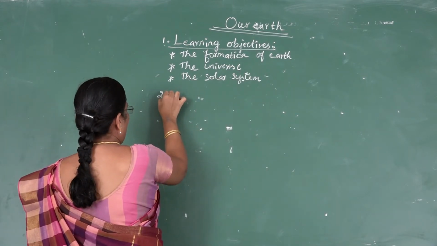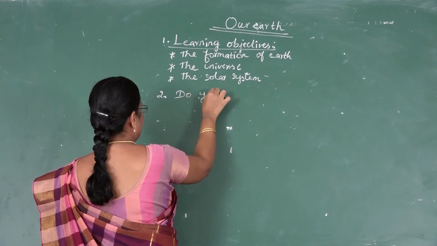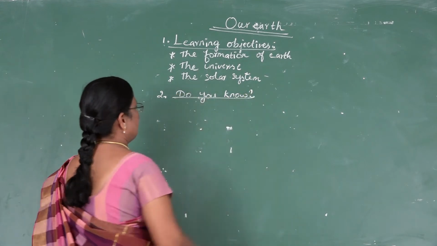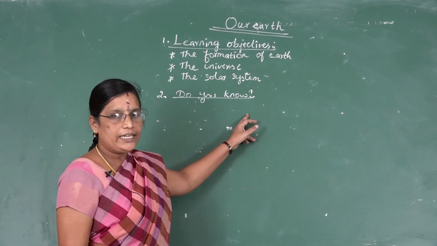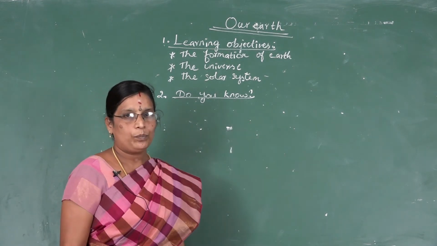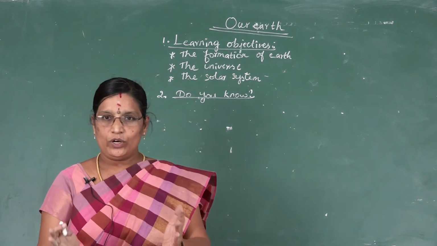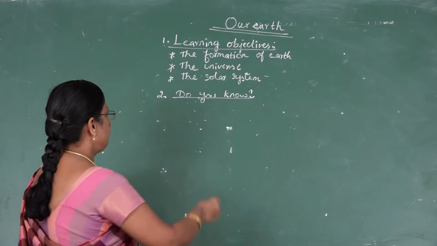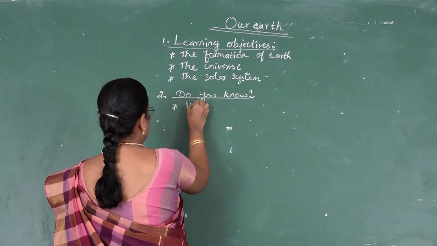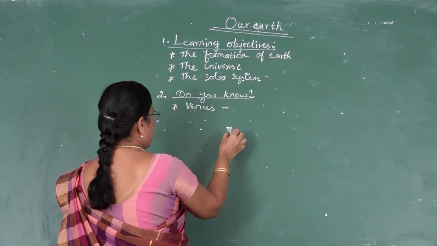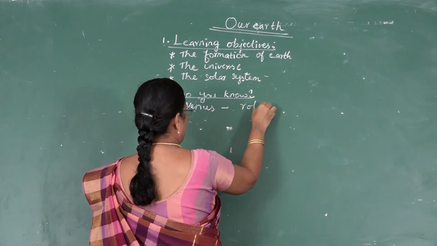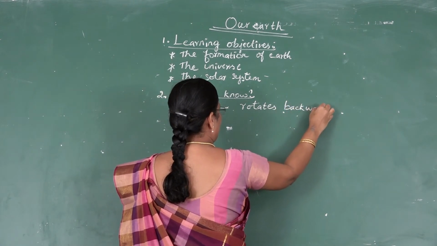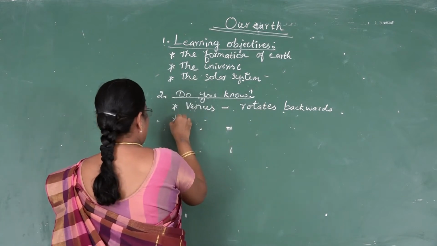The second one is, do you know? Do you know tells additional information about the content. Venus is the only planet that rotates backwards. The Earth is the densest planet in the solar system.